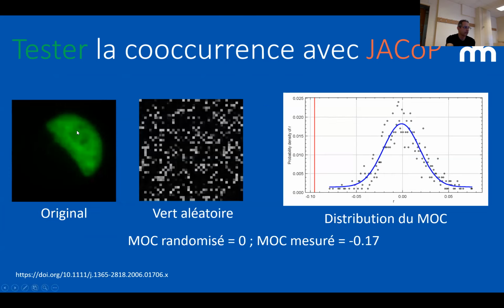So you have the original colocalization. You scramble the green, you don't touch the red, and you calculate the Manders' coefficient. In this case, you see that I have a Manders' coefficient of 0.17, meaning that they are avoiding each other. If I was scrambling things, I would have a Manders' coefficient of 0, meaning that in my image, they are separate. So I can show that my data is actually not overlapping. So it's statistically significant that they are avoiding each other.